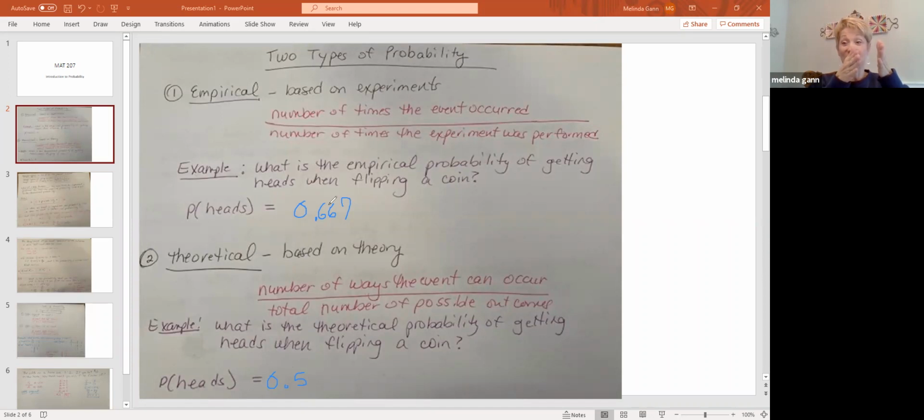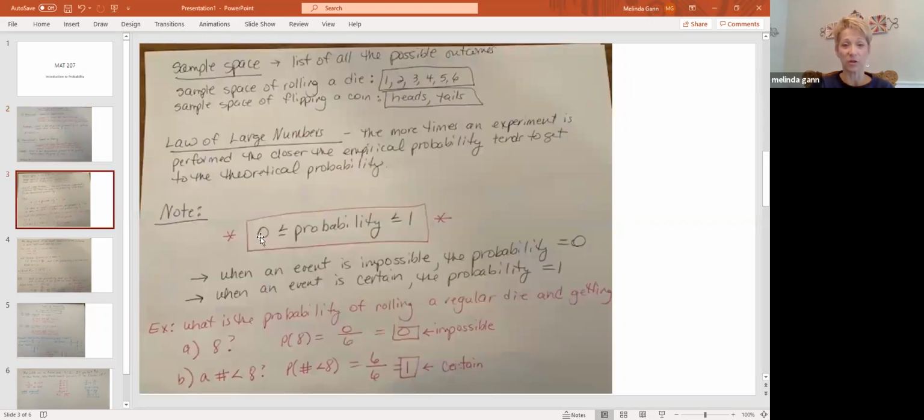If we flipped it 600 times, I bet it'd get even closer. 6 million times, I bet it'd be really close. So do you understand? It says the more times you do the experiment, the closer that empirical probability gets to that fixed theoretical probability. Okay, so that's the importance of that law of large numbers. That's why you have studies repeated. That's why you want more than just a few things in your sample. So that's what that law of large numbers says.